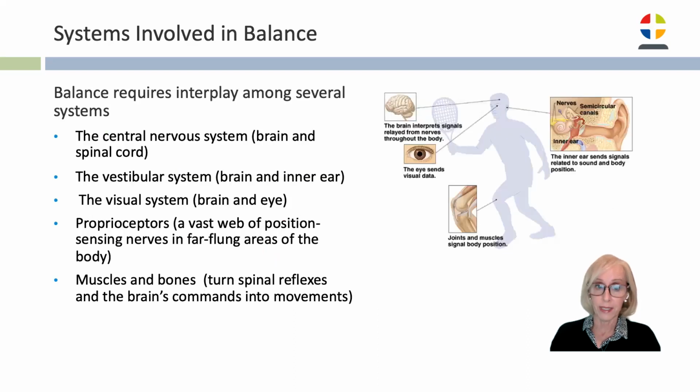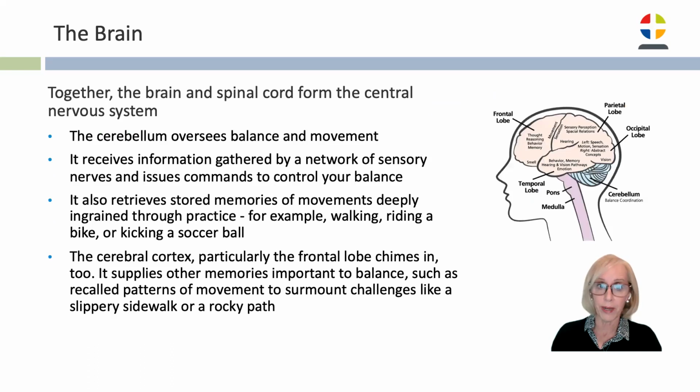So there are a lot of systems that are involved in balance, and we're going to go through these individually. Let's start with the brain. The brain and the spinal cord together form the central nervous system. The part of the brain that oversees balance is called the cerebellum. The cerebellum receives information from the nerves in the body, from other parts of the brain, but it receives a lot of information that helps control your balance.